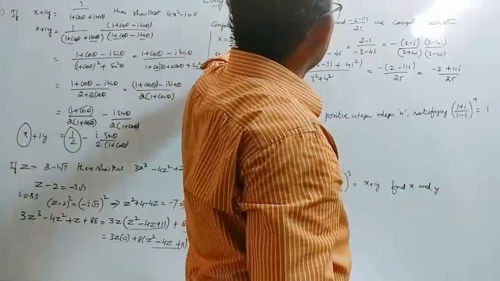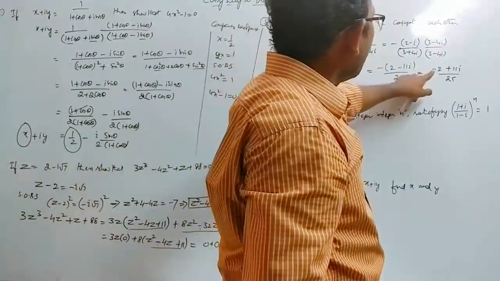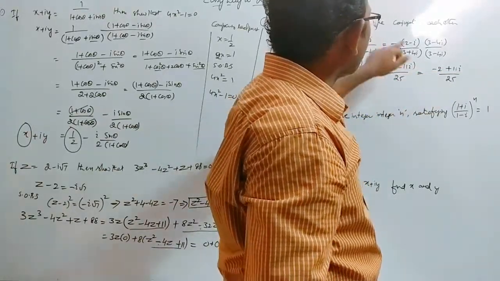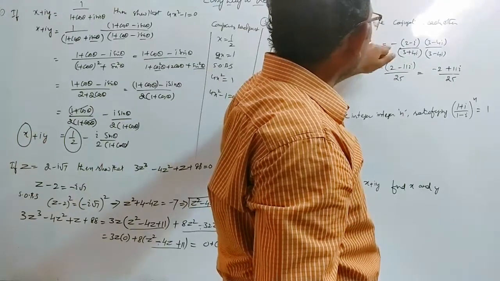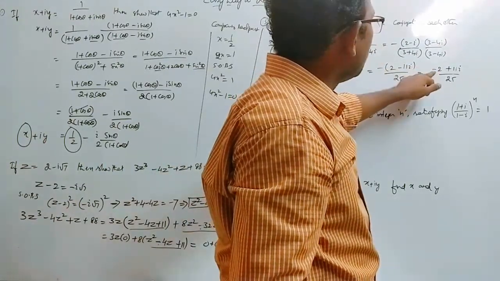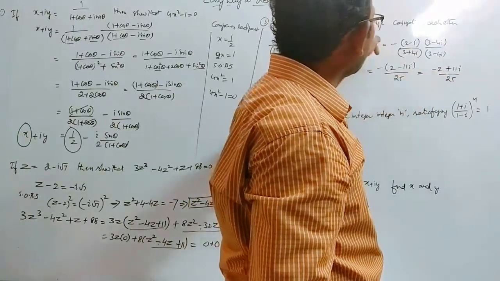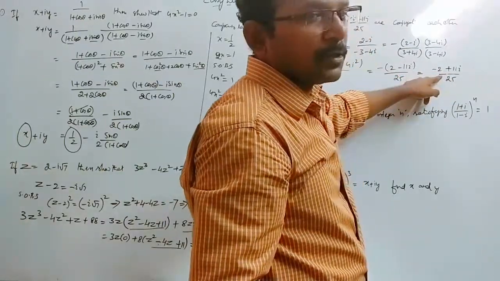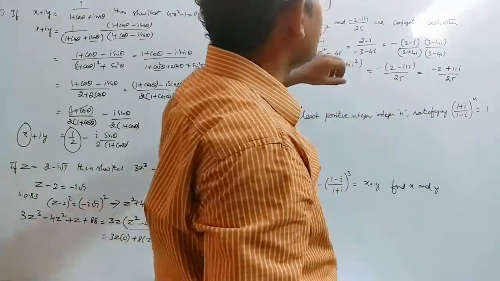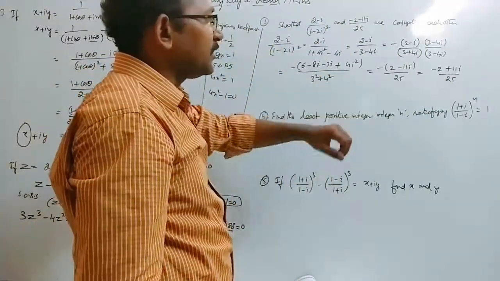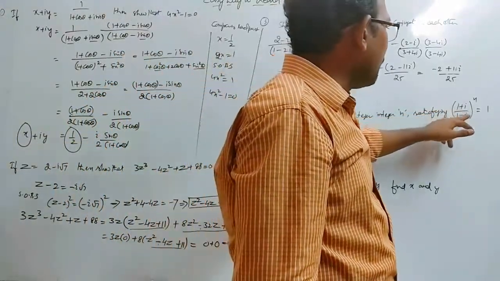Now this value becomes minus 2 plus 11i by 25. Let us compare these two complex numbers. Here minus 2 minus 11i by 25, here it is minus 2 plus 11i by 25. Therefore, which is nothing but the conjugate of this complex number. Okay, that is enough. Next, find the least positive integer n satisfying (1 plus i) by (1 minus i) whole power n is equal to 1.